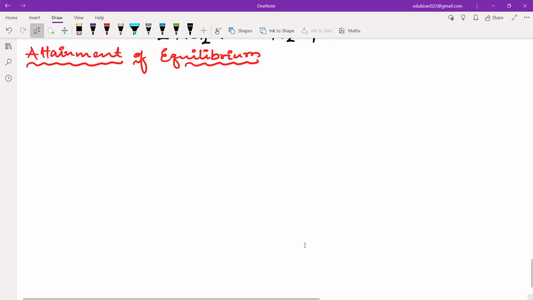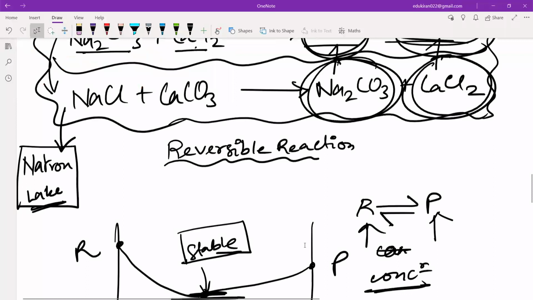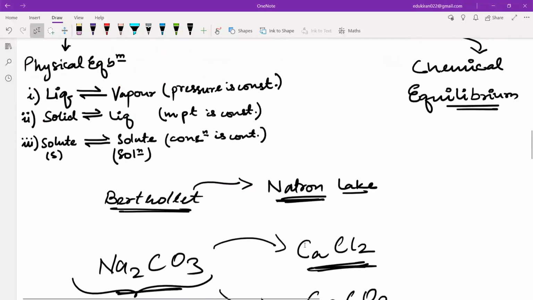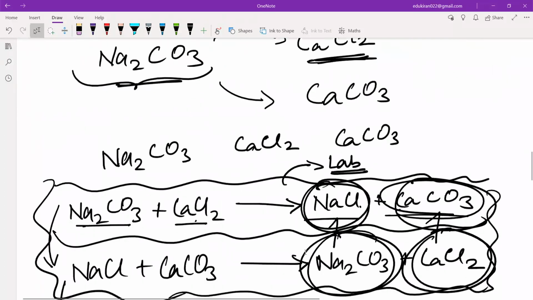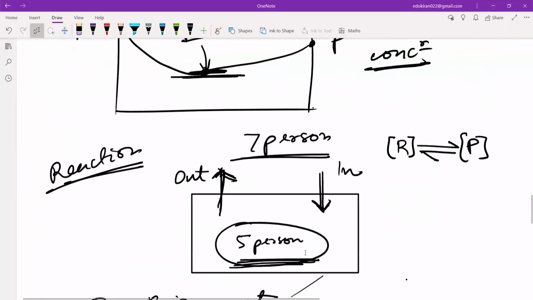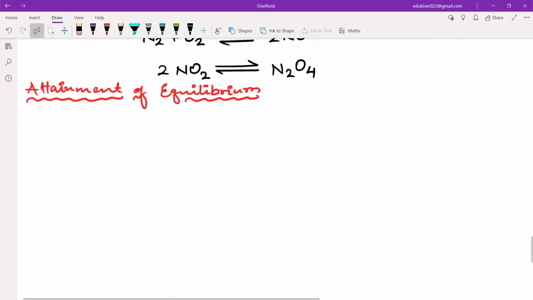यहाँ पे देखिए, यहाँ पे क्या था? Initially, when we were talking about the pressure change, what did we say? In liquid vapor, the pressure is constant. So when the pressure became constant, we said that the equilibrium has been achieved. So in chemical reactions also, we have to understand at what point we will say that the equilibrium has been achieved.